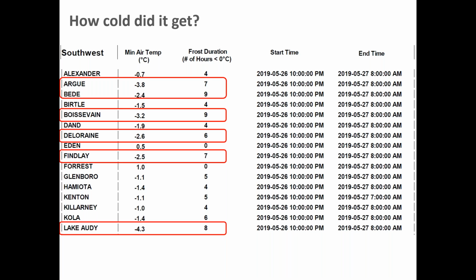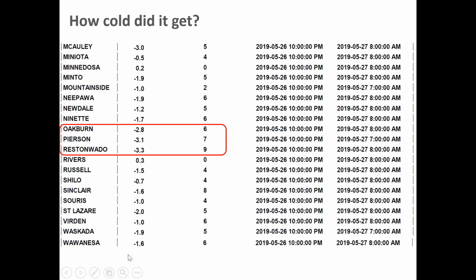That's really, though, it doesn't tell you the whole story because it's 9 hours below zero. So it doesn't necessarily mean, and most likely does not mean, that it was 9 hours at -2.4. Oakburn, Pearson, Reston area, also some concerning temperatures. All these other temperatures of just below zero and right around -1, not as concerning, but of course we want to be watching and looking at these areas as well.